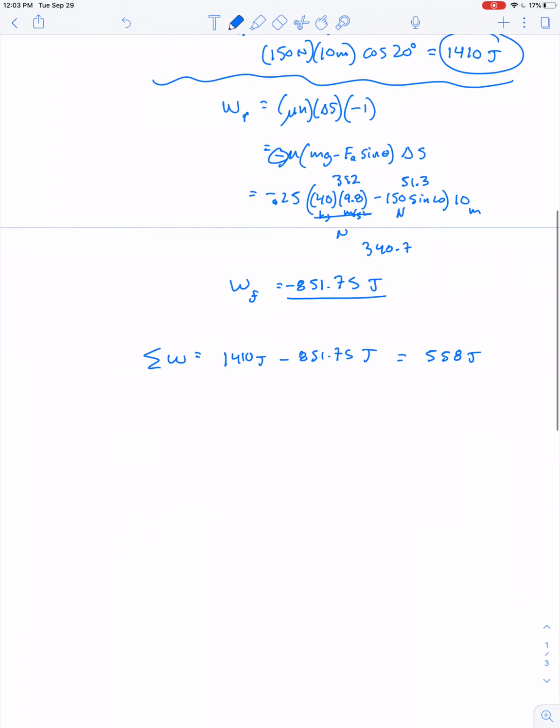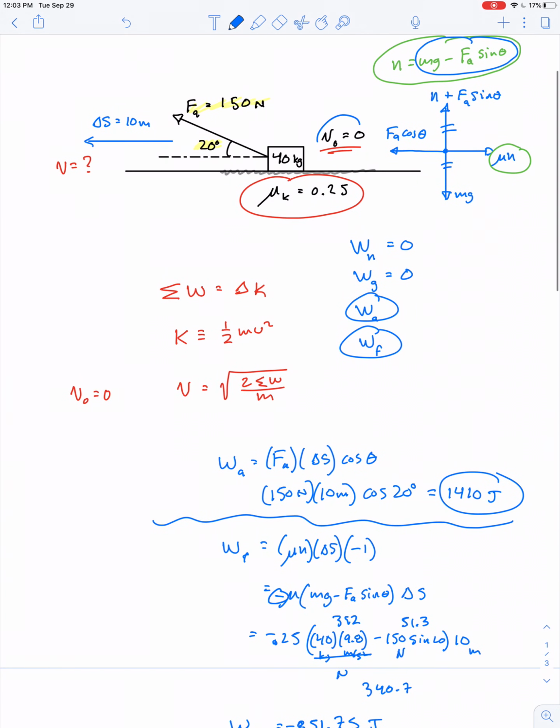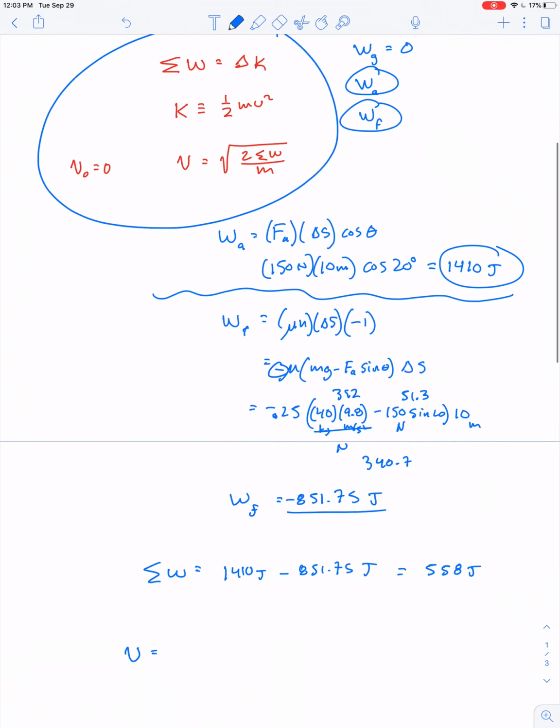So the final speed, notice we're not using any kinematics here to get a final speed. We're given an initial speed of 0. We're given a displacement of 10 meters. And that's it. We never calculated the acceleration. We don't know anything about time. I suppose from our free body diagram we could use Newton's laws to find an acceleration, and then from there use the kinematics equation. But based on the work kinetic energy theorem, we can get around that.